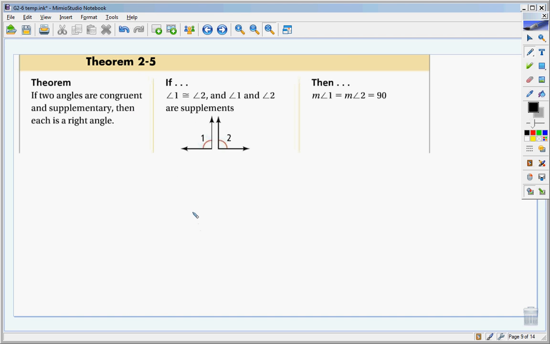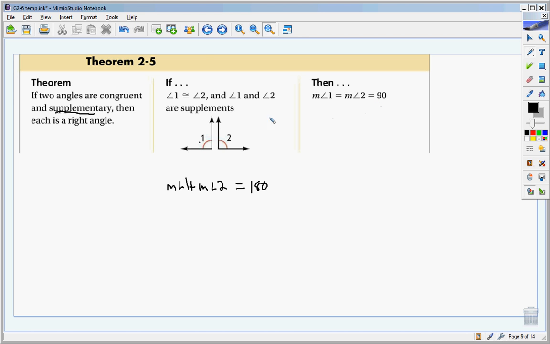The last one, again, to me, kind of makes common sense. If 2 angles are congruent, in other words, angle 1 and angle 2 are congruent, and they're supplementary, which means that angle 1 plus angle 2 have to add up to 180 degrees. What does that mean about angle 1 and angle 2? They're 90 degrees. They both have to be equal, so they both have to be 90 degrees.